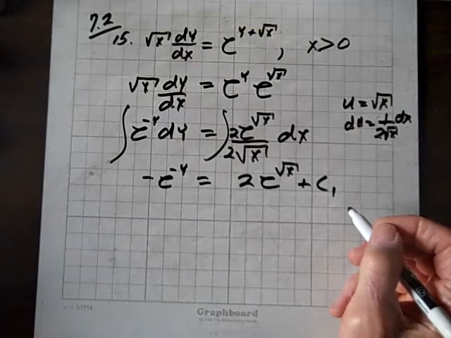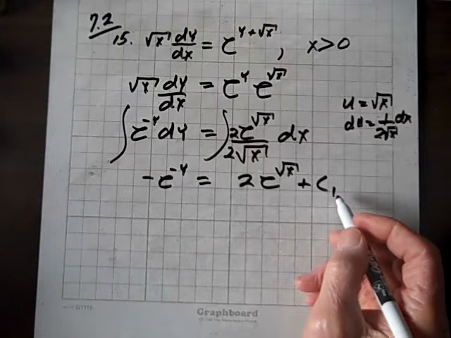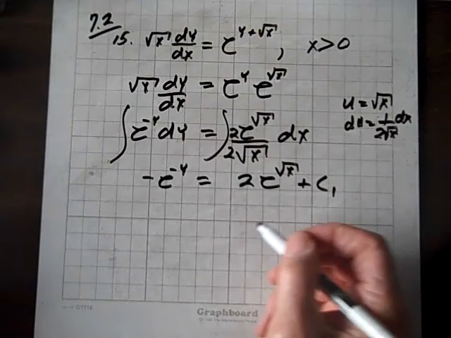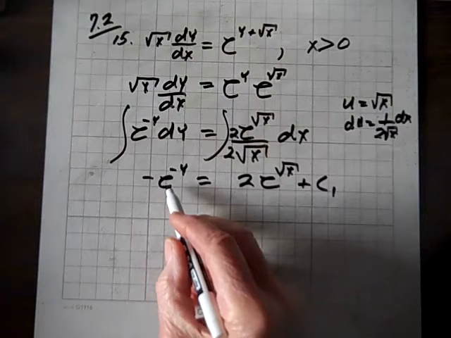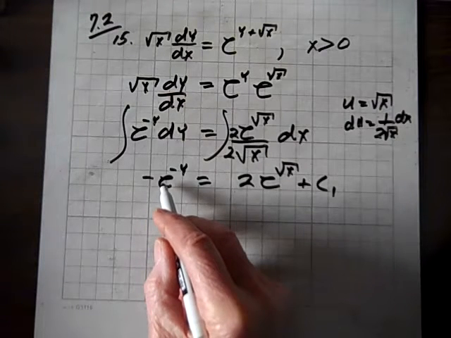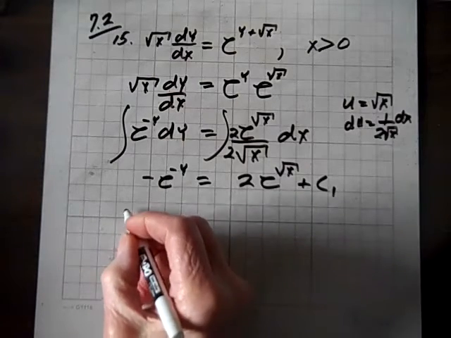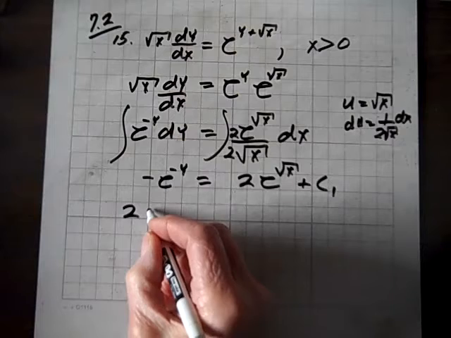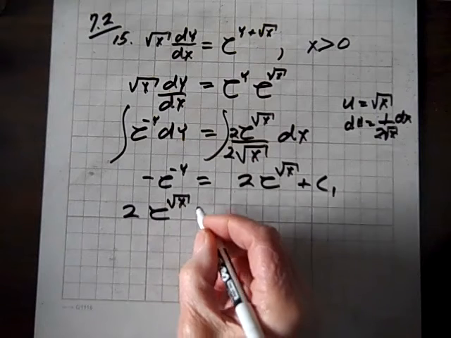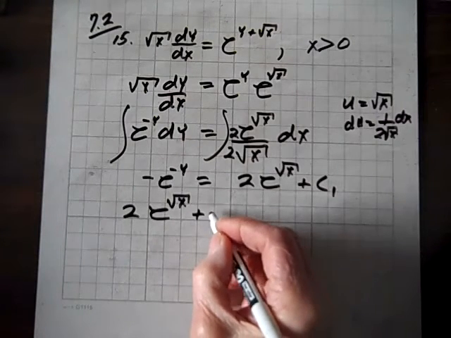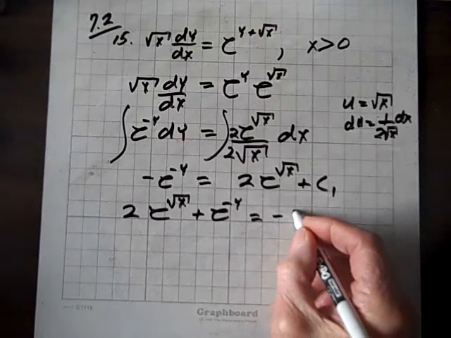And now our task is to isolate the constant. And so I'm going to subtract, or excuse me, I'm going to add e to the minus y to both sides, and I'm going to subtract c sub 1. So in the end, what we'll have is 2e to the root x, and adding e to the negative y to both sides, we get plus e to the negative y equals, and minus c sub 1.